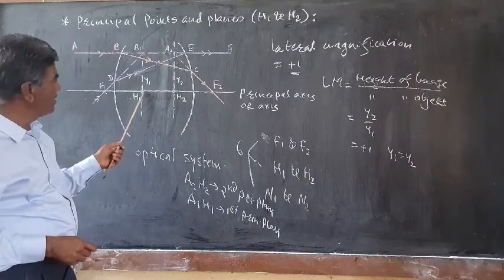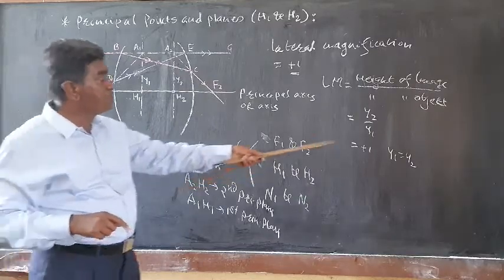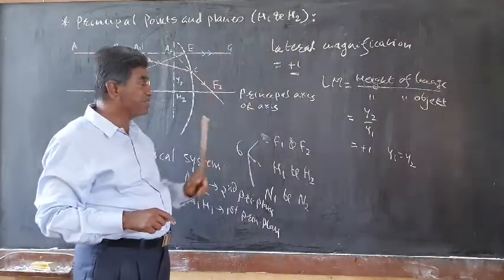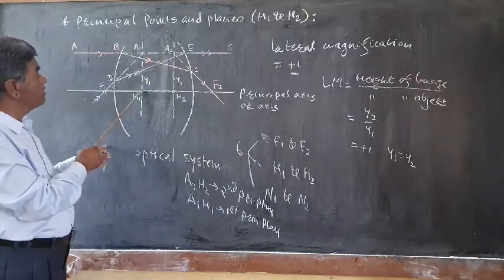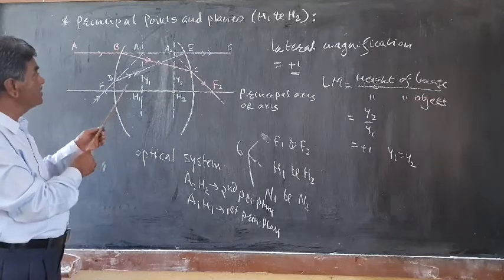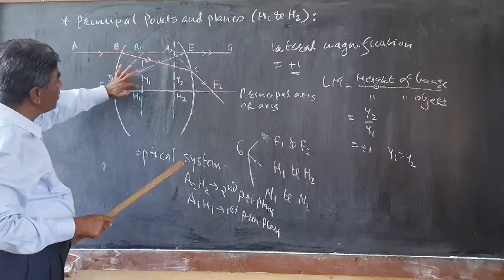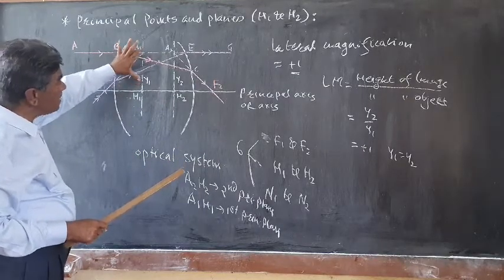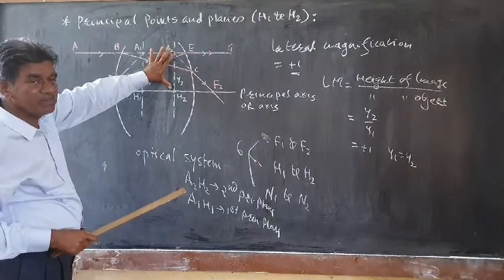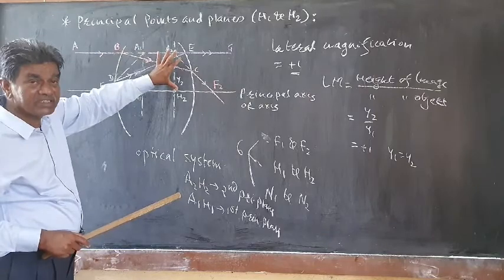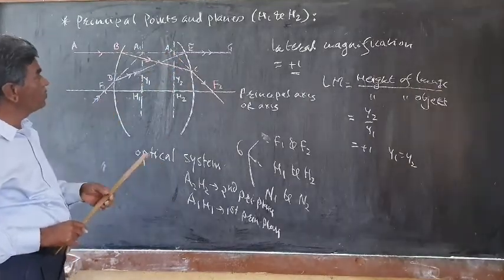So how can it be defined? H1 and H2 are the points on the axis such that the lens system has positive lateral magnification. In other words, the principal points are those points for which, if the object is placed at one principal point, then its image of the same size and shape is obtained on the other principal point. So the height of the object and image is the same, and we get lateral magnification equal to plus 1. So these are the two definitions.